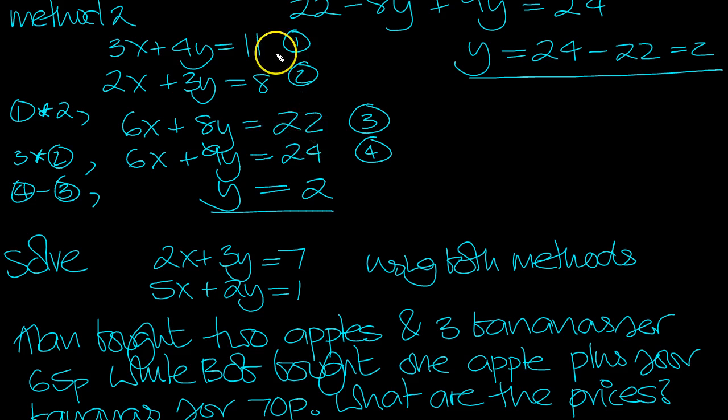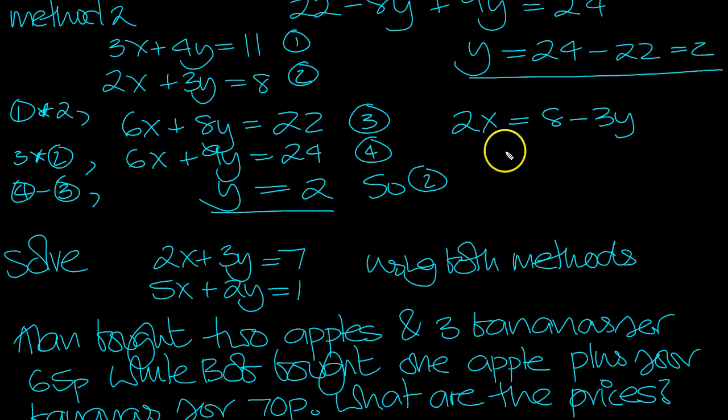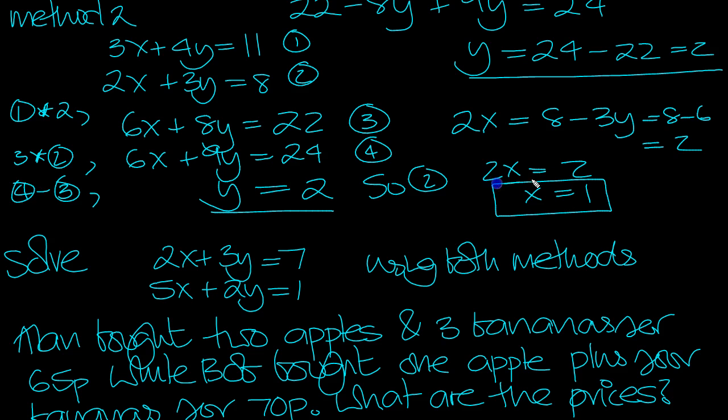And then we have to sub it into either 1, 2, 3 or 4 to get x. So here if we sub in 2, we see that I'll put up here 2x is equal to 8 minus 3y. And y equals 2, so it's 8 minus 6, which equals 2. So 2x equals 2 then. So x, move the 2 down to divide, and you see 2 over 2 is 1.